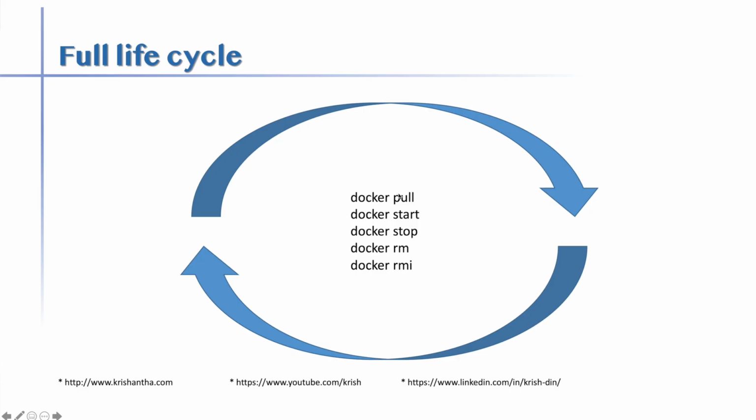Now we come to one more step here. This is the full life cycle. You can docker pull, you can start, you can stop, you can rm. rm means you remove the container. You pull, so now you have an image. You start, now you have a container. You stop the container, you remove the container, you remove the image. That is the full life cycle of the Docker.